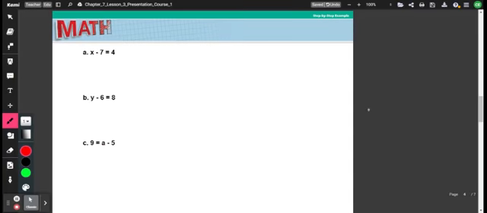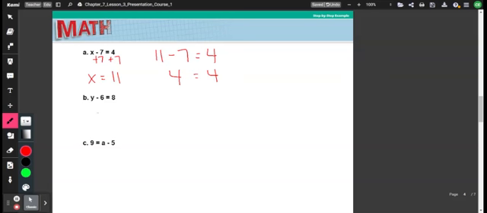If we could continue to scroll down, here are some other examples, so I'm going to do these with you guys. Our first one is x minus 7 equals 4. We need to figure out what x is, so we're going to add 7 to both sides. So x equals 11, because 4 plus 7 is 11. If we put that back in, 11 minus 7 gives us 4 on this side, and we need it to be equal to 4 on the other side.